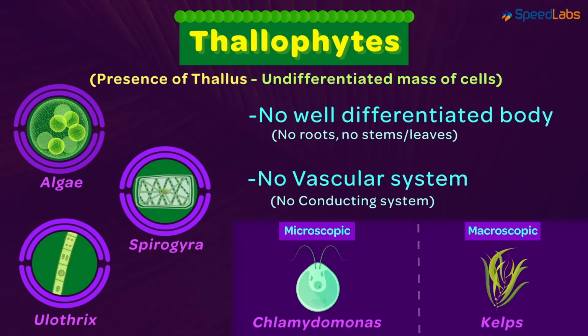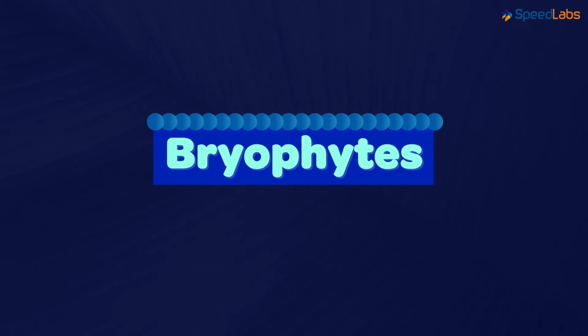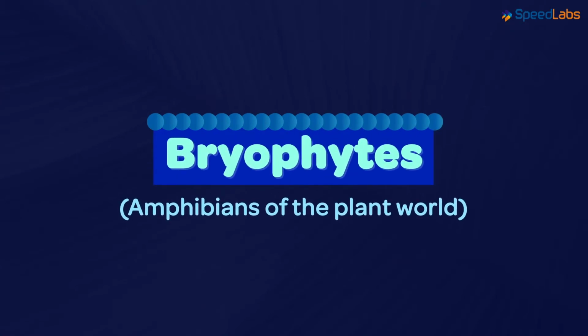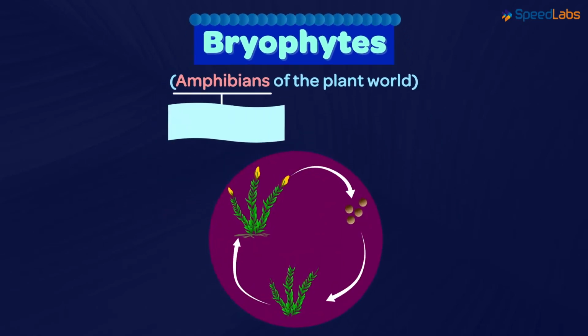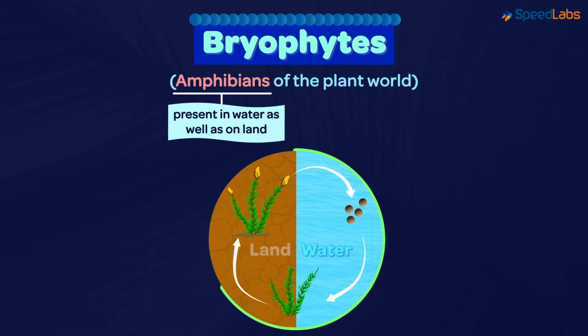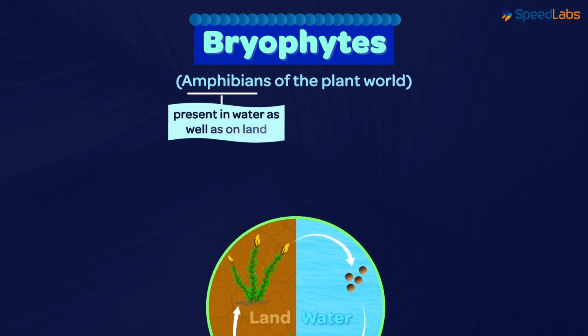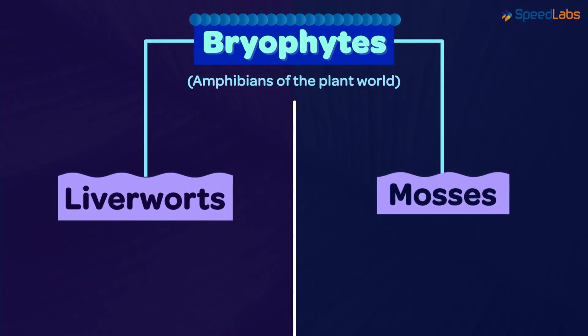Thallophytes are followed by the next category, that is Bryophytes. These are known as the amphibians of the plant world. Now this title is sufficient to explain that these plants are present in water as well as on land. In fact, they spend a definite part of their life cycle in water while the other part on land. This category is further divided into two major classes as liverworts and mosses.